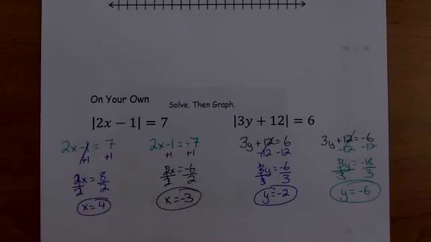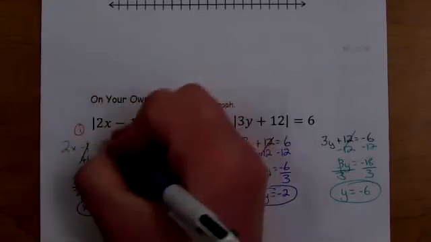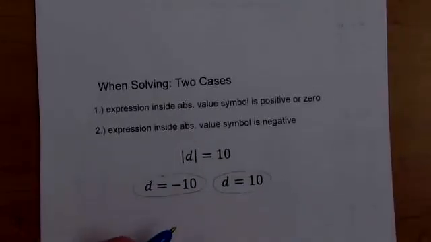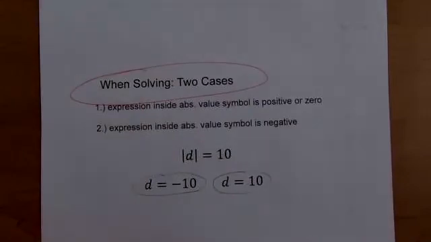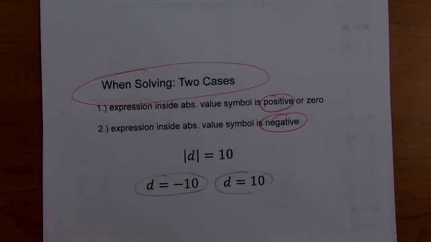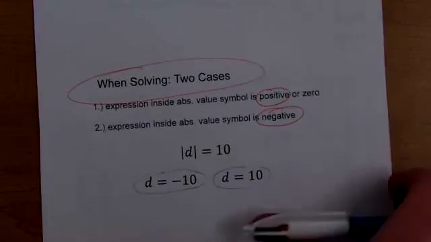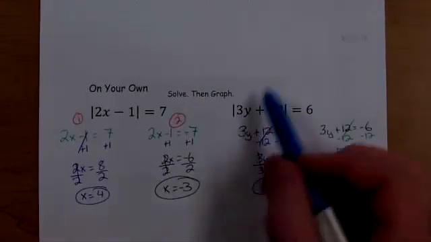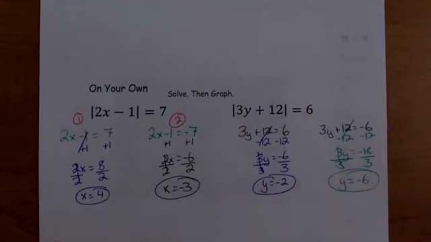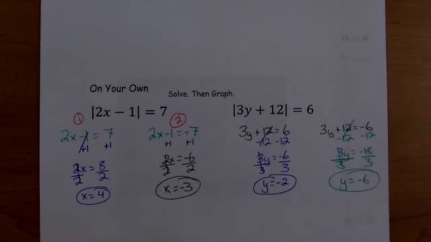When I have my absolute value, I have to remember 2 cases. Case 1, positive value. Case 2, negative value. I do recommend you write these down. When you're solving, there are 2 cases: we have positive and we have negative. Those are our 2 cases. The guts don't change when we set them equal to the positive and negative. The only thing that changes is the sign of the individual number.